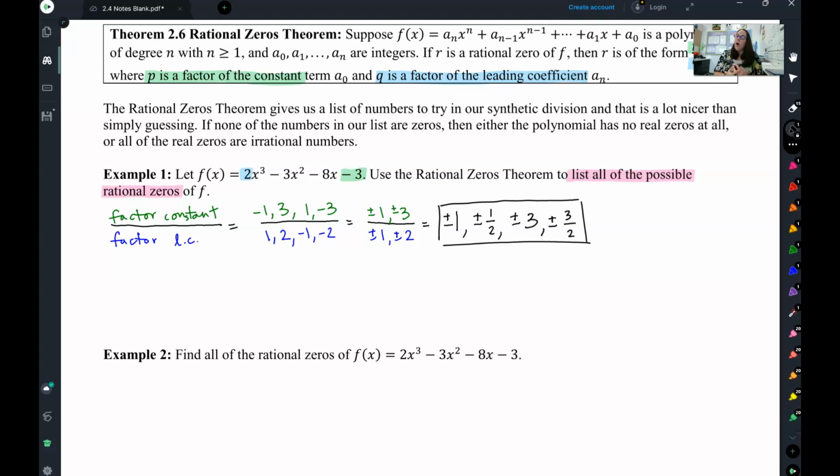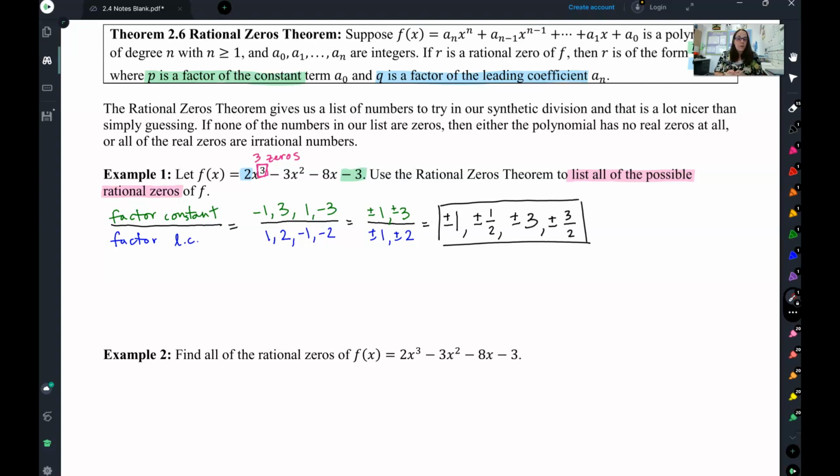That does not mean that all of these are zeros, because you'll notice that this is a degree 3 polynomial, so I should have 3 zeros. So all of these definitely don't work. I have 8 possibilities: positive 1, negative 1, positive 1/2, negative 1/2, and so on. 8 different possibilities, and I only need 3. So the next question is, how do I figure out from my list of possibilities which one is an actual zero of this equation? Which one actually works? That is found using our friendly synthetic division.